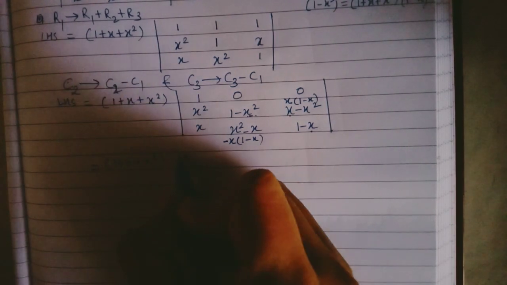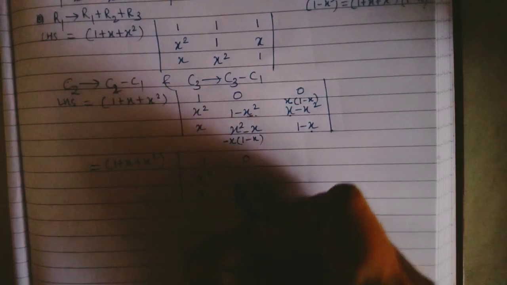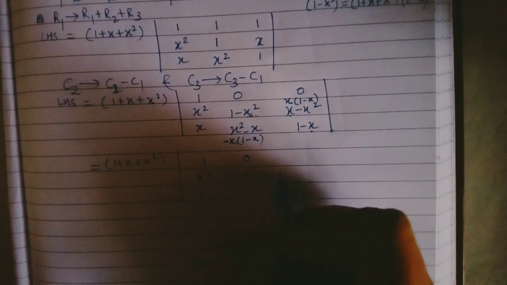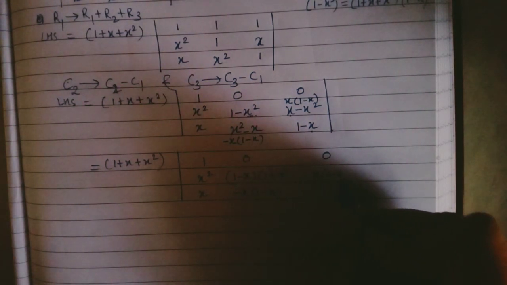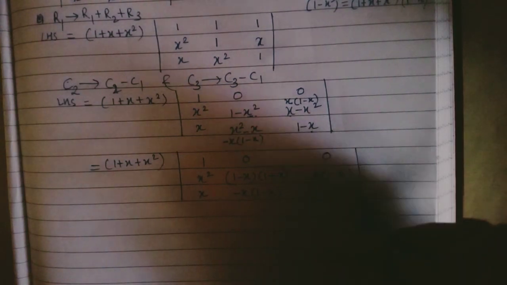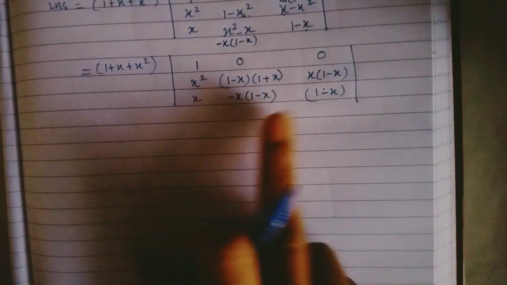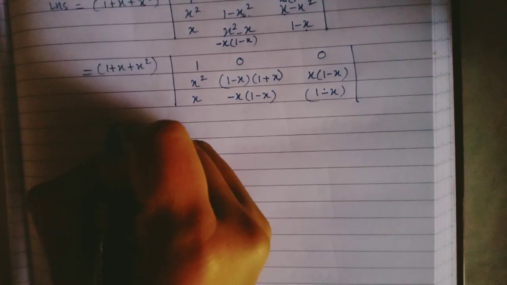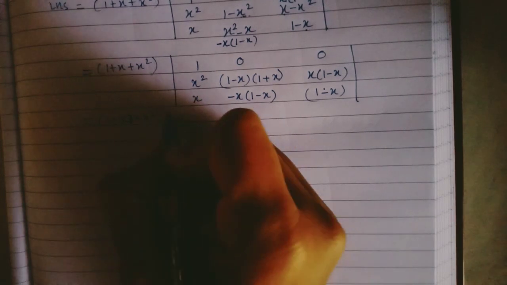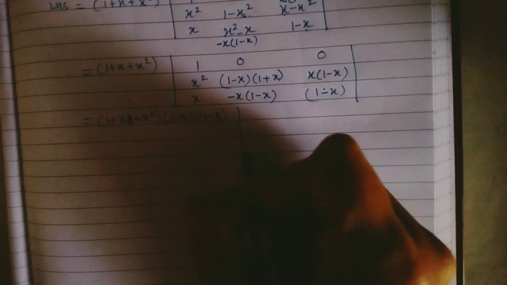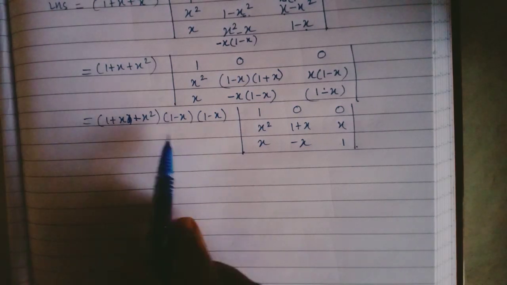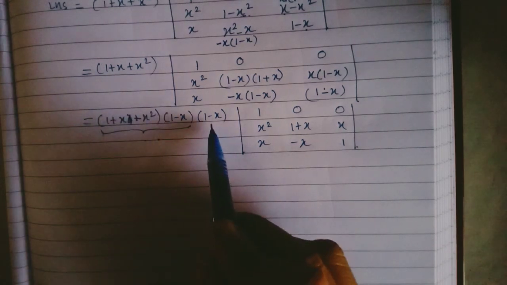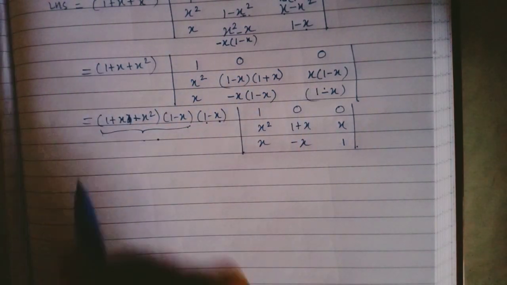So this is a plus b, a minus b formula, and here I am writing minus 1 minus x, then 0, x, 1 minus x, and 1 minus x. Okay, so now you can take out 1 minus x from C2 and 1 minus x from C3. So you'll get 1 plus x square, 1 minus x and 1 minus x. So 1 x square x, 0, 1 plus x minus x, 0, x, 1. Okay, so this together will give you 1 minus x cube, and this is 1 minus x, so you'll get 1 minus x cube the whole square.